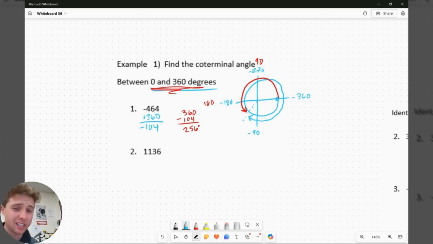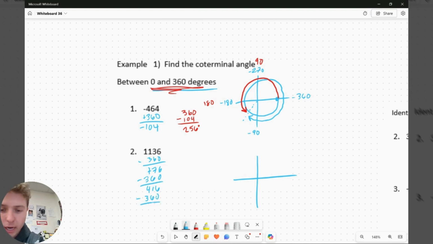That means I'm doing a lot of circles. It's in the positive direction. Every circle is 360. Let's start taking those away to see what we get. 776, subtract another 360. We get down to 416. That's still more than a circle, though. I subtract again and get 56 degrees.